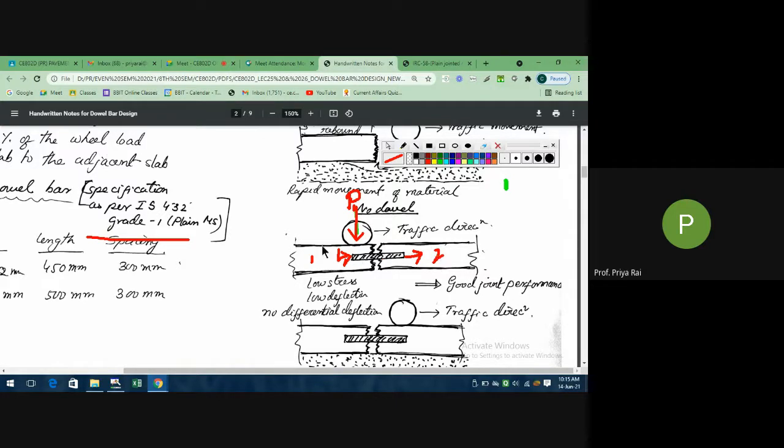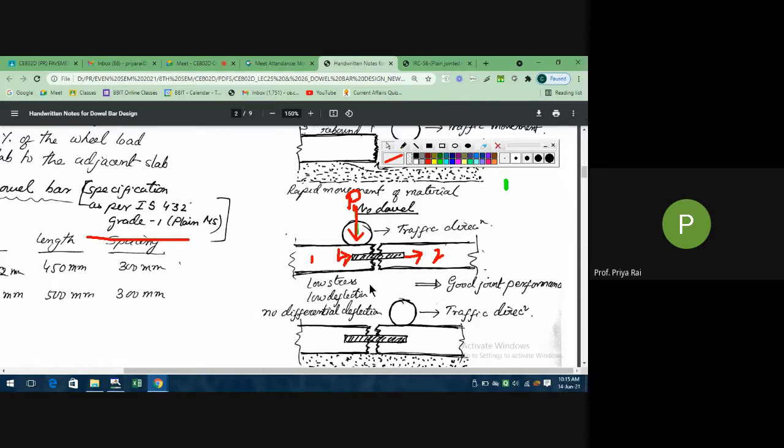If there are four dowel bars or five dowel bars, then altogether they will transfer 40% of P. Not individually, all together. If there are 4, then the 4 bars will transfer a total load of 40% of the P. Is it clear?